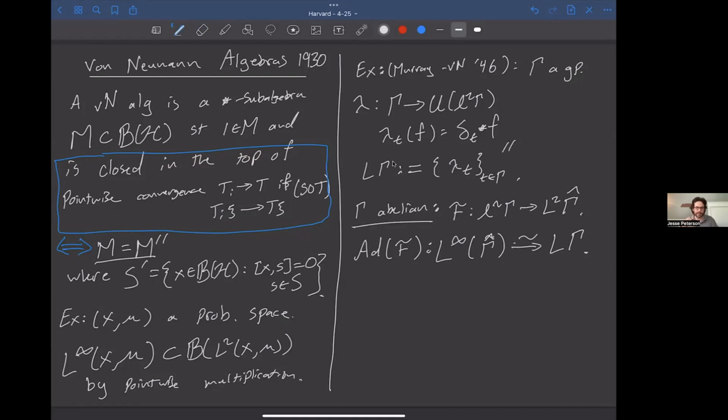And so because of this, you can think of the von Neumann algebra, the group von Neumann algebra, in some sense as L infinity of the dual group. But in the non-abelian case, this doesn't really make sense in an obvious way, to say what we mean by L infinity of a dual group, but we can still make sense of this von Neumann algebra in this way right here.